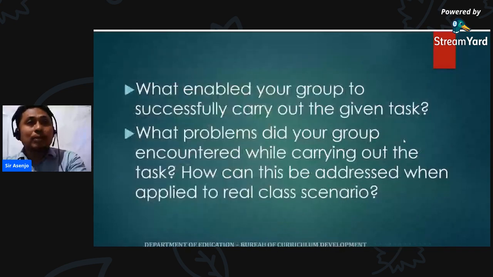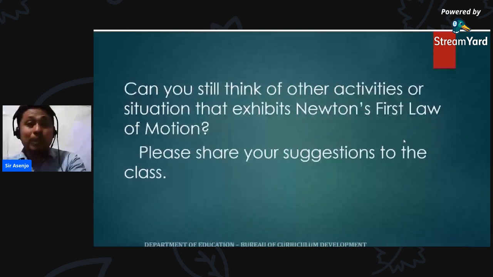Now these are our processing questions. What enabled your group to successfully carry out the given task? What problems did your group encounter while carrying out the task? How can this be addressed when applied to a real scenario? Can you still think of other activities or situations that exhibit Newton's first law of motion? Please share your suggestions with the class.